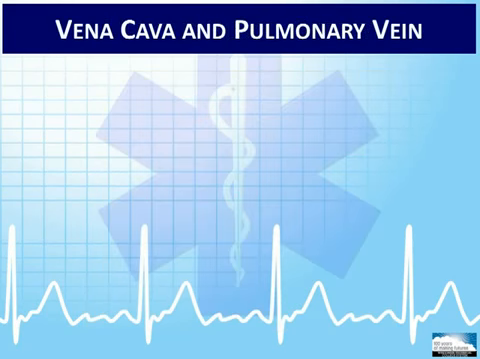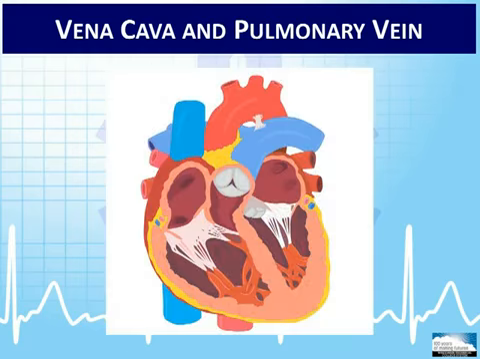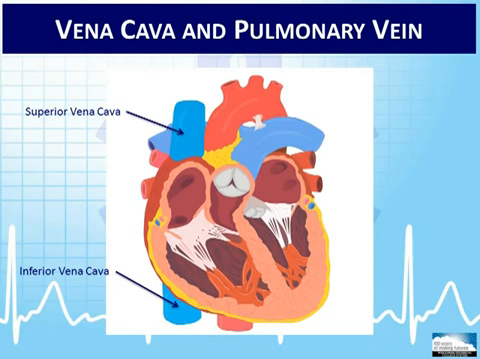Ultimately, blood returns to the heart from the venous system through the vena cava. There is both a superior vena cava, which returns blood from the head and upper body, and an inferior vena cava, which returns blood from the lower body and extremities. The blood from the vena cava enters the right atrium, where the blood begins its journey through the circulatory system once again.